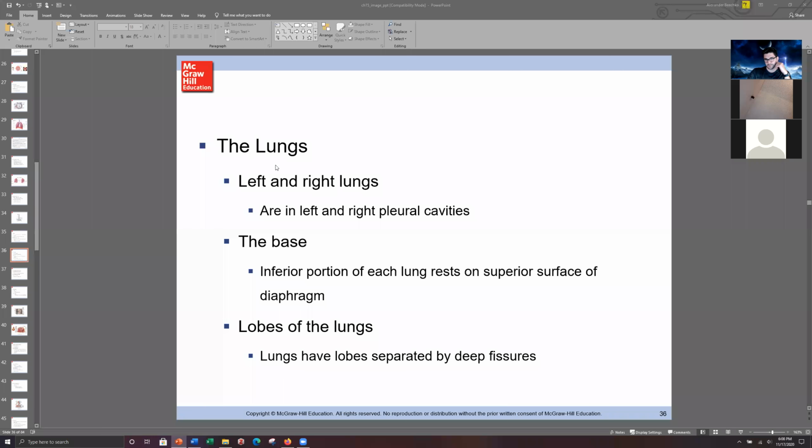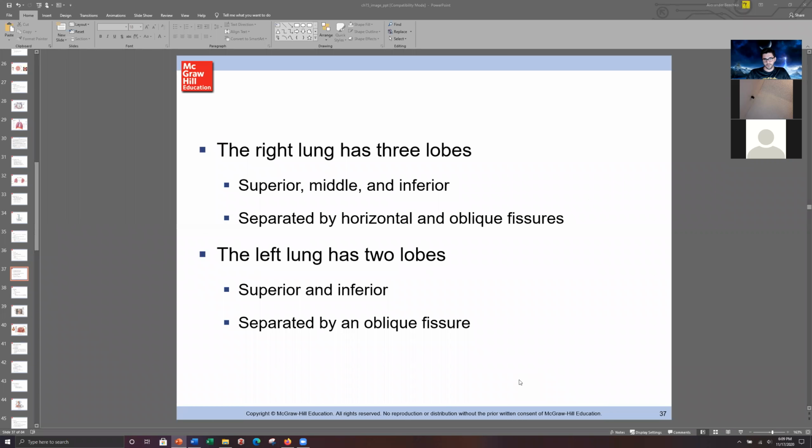Okay, so then our lungs. Left and right lungs are in the left and right pleural cavities. Remember, each lung gets its own isolated cavity. We have the base, which is the inferior portion that rests on the superior surface of the diaphragm, so the bottom part. And then lobes get separated by deep fissures that isolate them. Remember, the right lung has 3 lobes, and the left lung has 2. The superior, middle, and inferior lobes are separated by horizontal and oblique fissures. The horizontal fissure separates the superior from the middle. The oblique fissure separates the middle from the inferior.